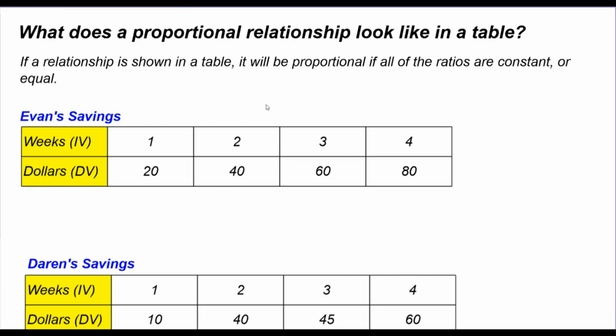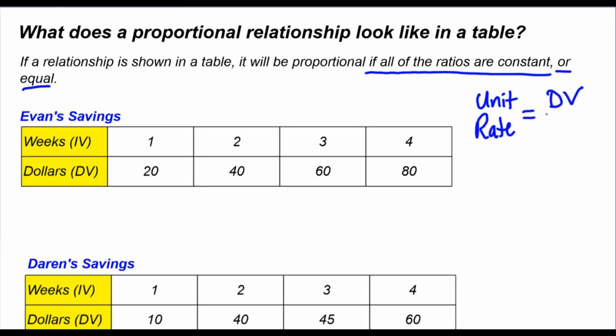So what does a proportional relationship look like in a table? If a relationship is shown in a table, it will be proportional if all the ratios are constant or equal, or if there is a constant unit rate. Okay, we're going to take that idea of the unit rate. And in every table, our unit rate is always going to equal the dependent variable, which I'm going to call DV, divided by the independent variable. The dependent variable divided by the independent variable will tell me the unit rate.